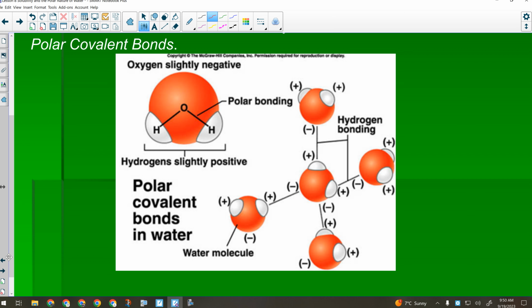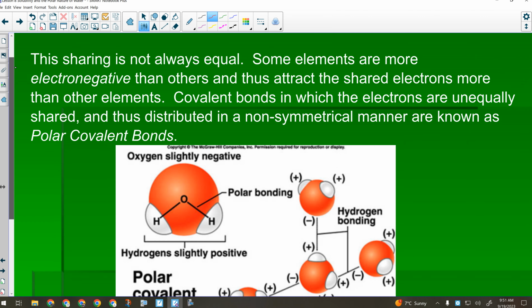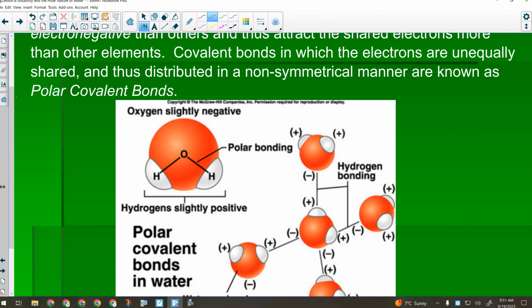Okay, so a polar covalent bond is one in which the electrons are not shared equally. So when it comes right down to it, what you need to know about water is this. It's a polar molecule. Polar molecules don't share electrons equally. That means one end is positive and one end is negative, and it can form hydrogen bonds with other polar molecules. If you can explain those things to me on a test, you're good. That's what you need to know about a polar molecule.